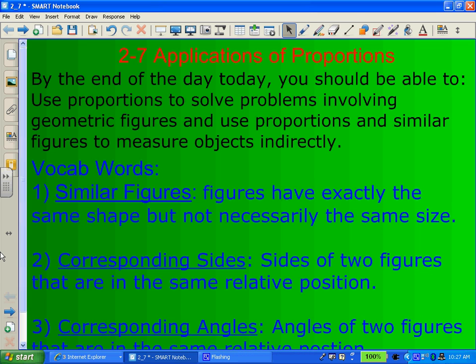Howdy everybody. 2-7 today, applications of proportions. Now, this is one of my favorite sections. You get to draw really cool pictures and things.